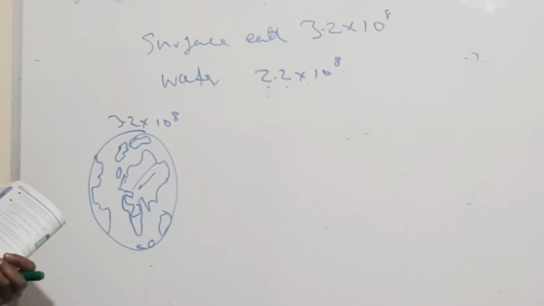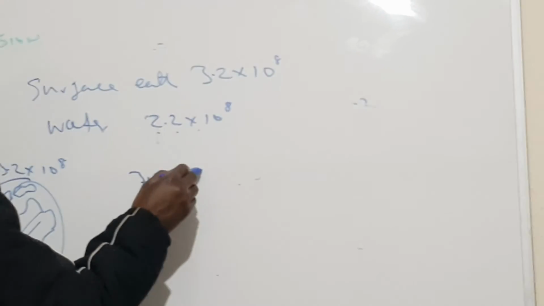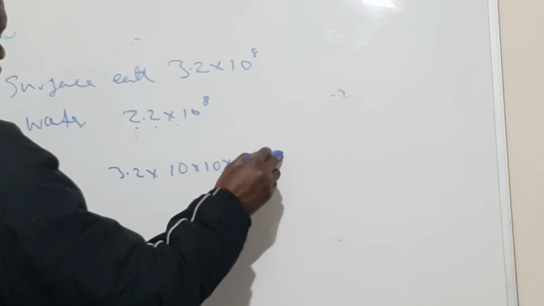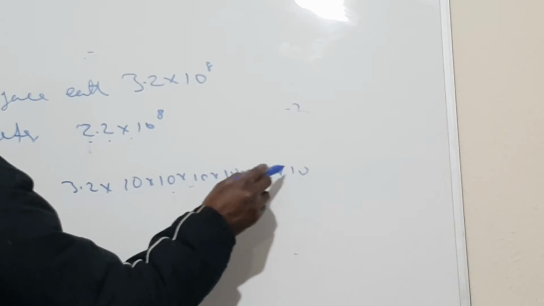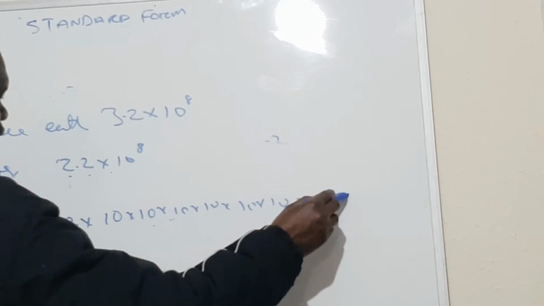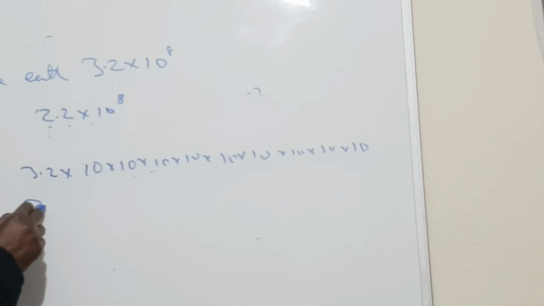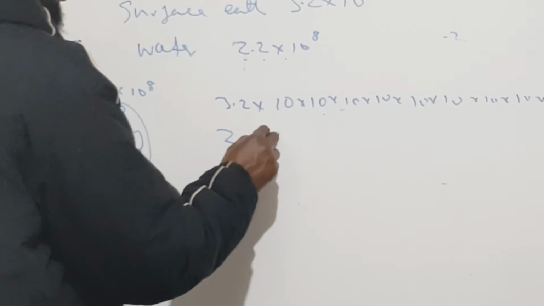I think divide. Okay, so you have to turn this 3.2 times 10 to the power 8 into times 10 times 10 times 10, 8 times, yes? 1, 2, 3, 4, 5, 6, 7, 8. That is 3 million. 3, 2, 0.